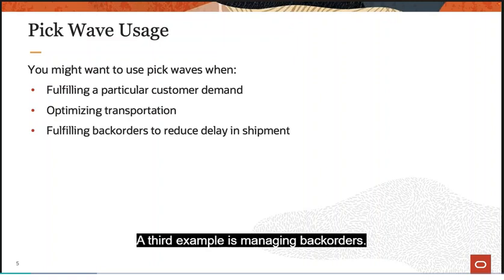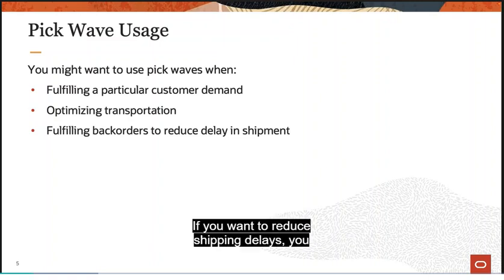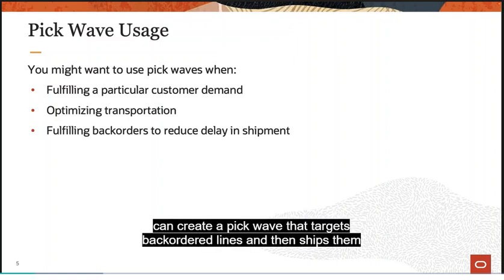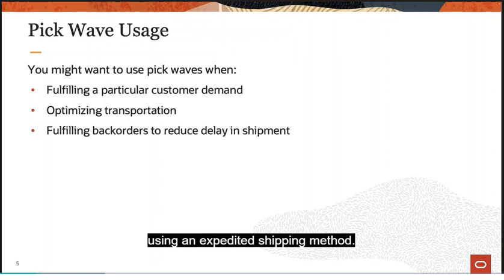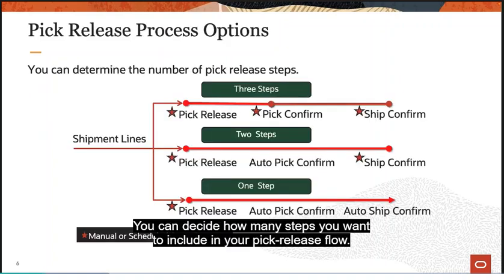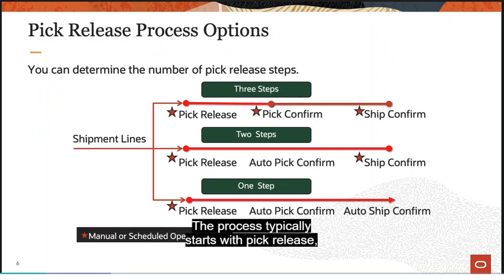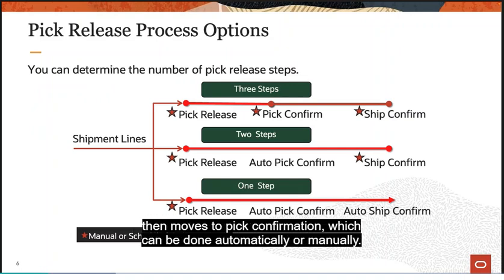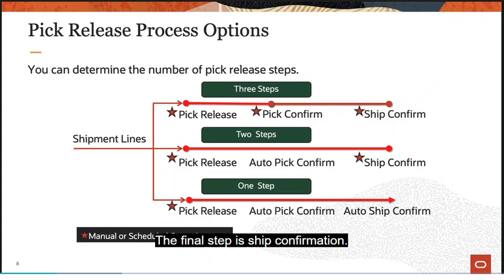A third example is managing back orders. If you want to reduce shipping delays, you can create a pickwave that targets backordered lines and then ships them using an expedited shipping method. You can decide how many steps you want to include in your pick release flow. The process typically starts with pick release, then moves to pick confirmation, which can be done automatically or manually. The final step is ship confirmation.